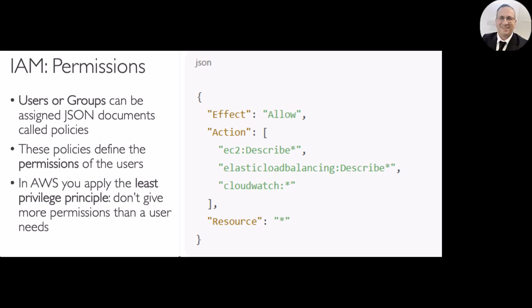Least privilege principle. In AWS, we follow the least privilege principle. This means we only give users the minimum permissions needed. For example, if a user only needs to manage EC2 and S3, we don't grant them access to all AWS services. This helps us avoid security risks and unnecessary costs.